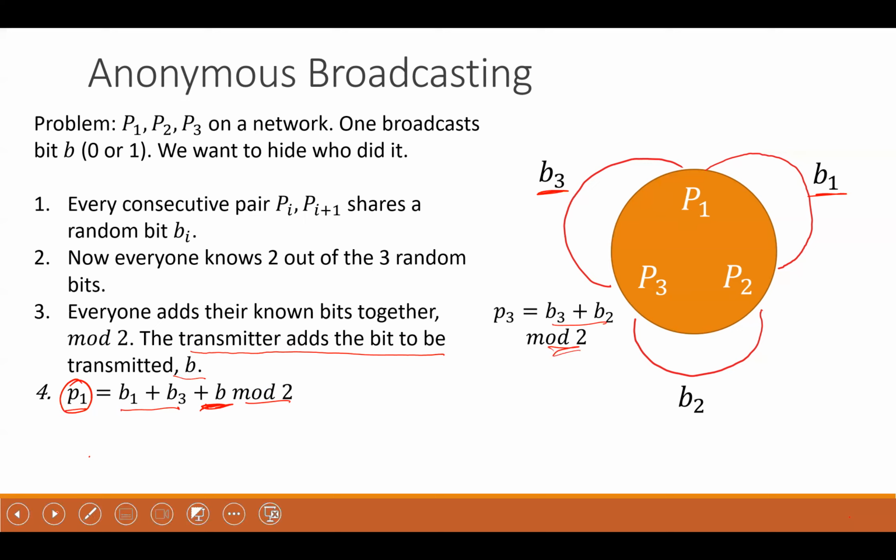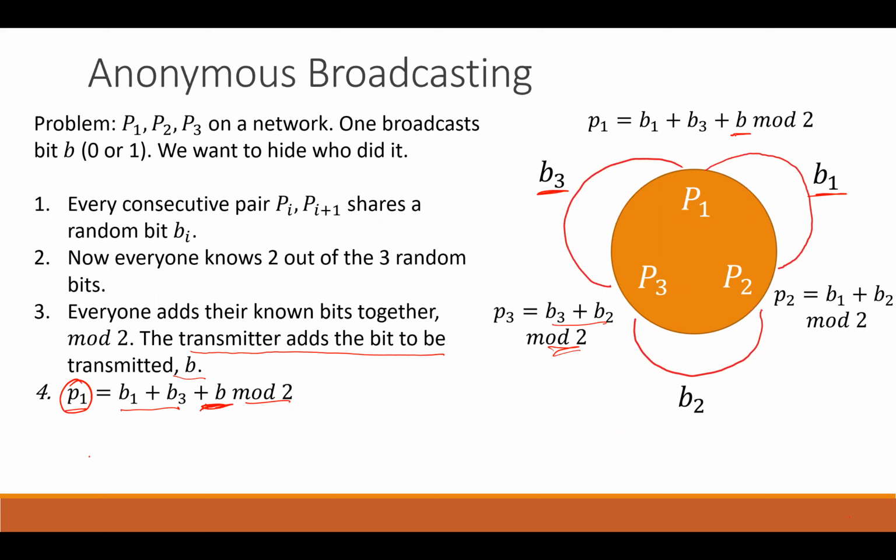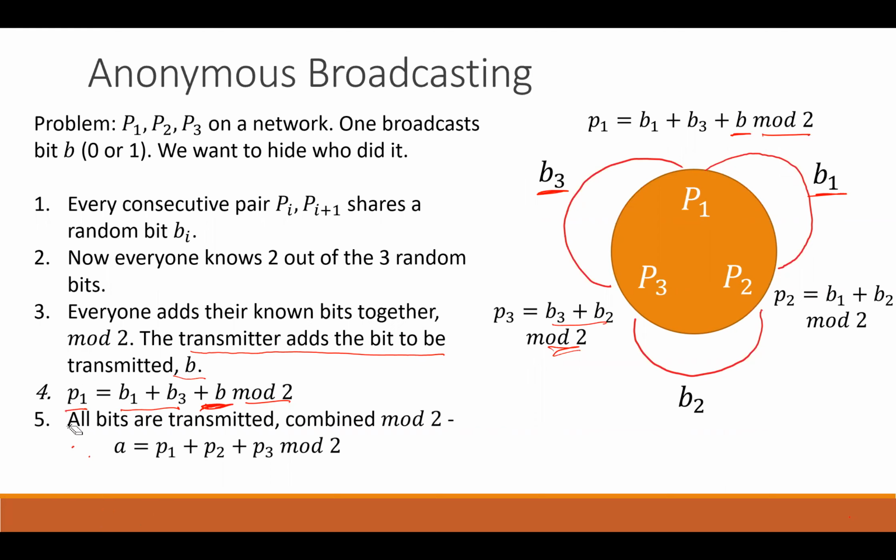Okay, so P3, P2. We'll go over an example with actual numbers in a second, but just to explain the algorithm, we'll stick with variables. So everybody computes the bits that they know. The person transmitting adds 1 to that. Everybody computes mod 2, and then everybody transmits to everyone. At this point, everybody can see. So as P1, I can see P3's number and P2's number. P3 can see P1 and P2, etc. So everybody can see what everybody's transmitting at this point.